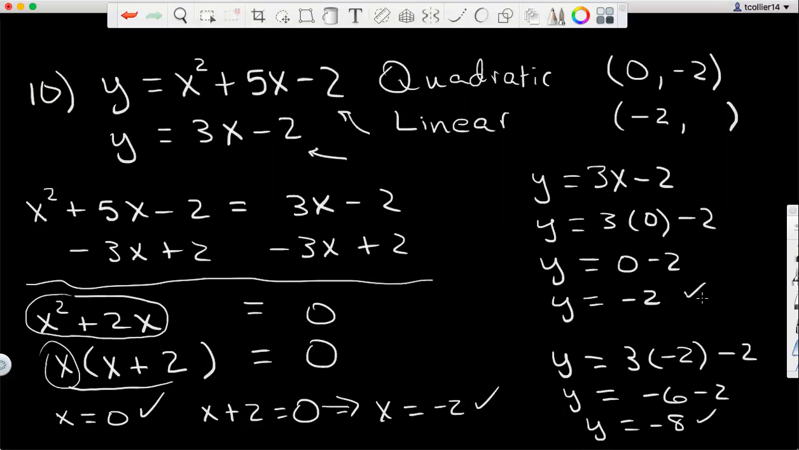So both of these are going to be my y coordinates. So put the negative 8 beside the negative 2 inside here. And there you go. Those are going to be your 2 ordered pairs inside your solution set. Okay? Now, if you were to graph both of these on Desmos, you would find out that they cross twice. That's because I get 2 ordered pairs right here. They're going to cross at 0, negative 2, and they're going to cross at negative 2, negative 8.